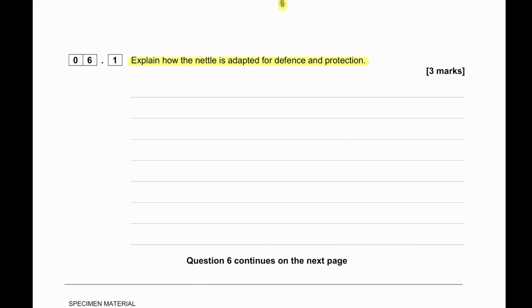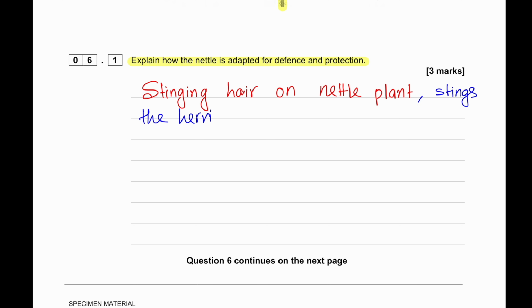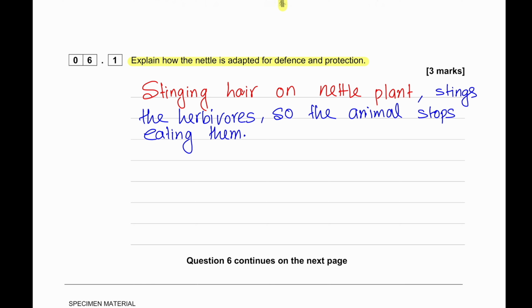So the answer can be written like this. Nettle plant contains stinging hairs, and these hairs harm the herbivores when the herbivorous animals want to eat them. So less of the plant is damaged by herbivorous animals, as the animal soon gets stung from the nettle plant and stops eating.